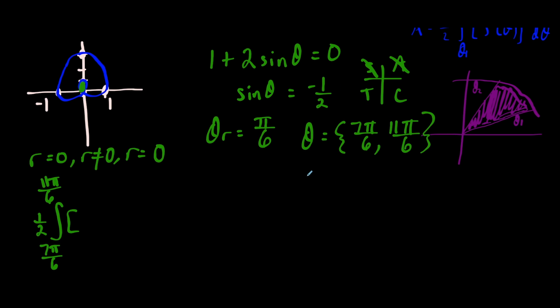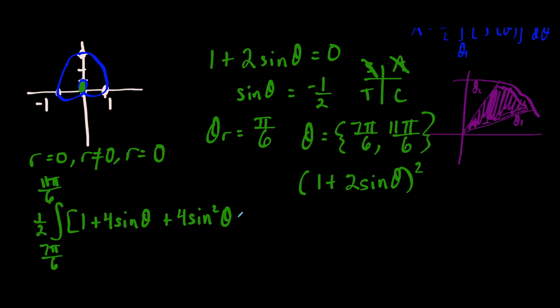I'm going to do this kind of quickly. Squaring 1 plus 2 sine theta, the first term, 1 times 1, is 1. Then we have 1 times 2 sine theta, and another 1 times 2 sine theta, so 2 sine theta plus 2 sine theta is 4 sine theta. The last term is 2 sine theta times 2 sine theta, which is 4 sine squared theta.